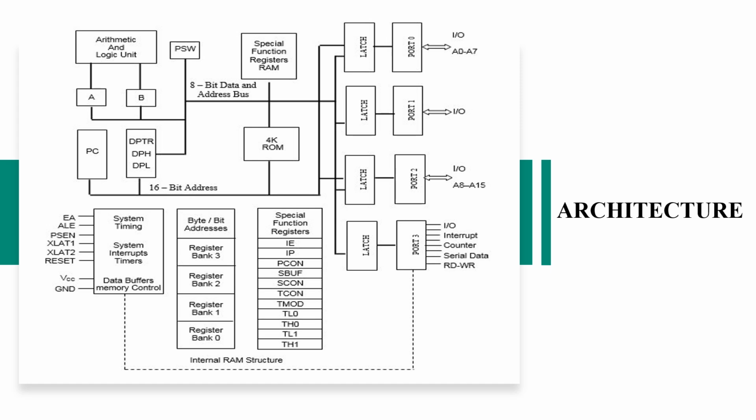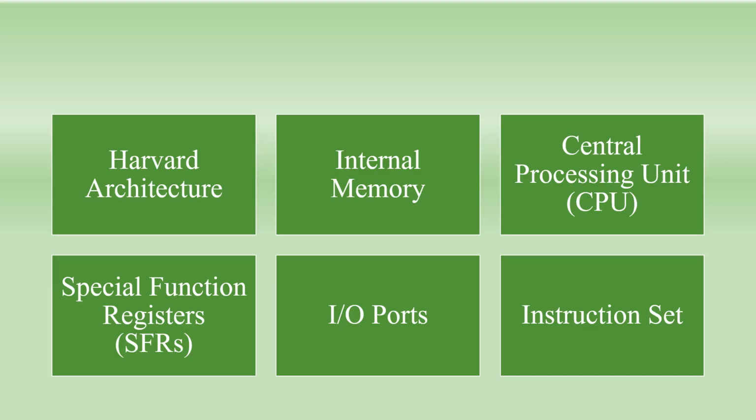And here you can see DPTR, DPH, DPL. This is the data pointer. The program counter points to the instruction that has to be executed. And you have the arithmetic logical unit. You have timers and interrupts, and the pins EA, ALE, PSEN, which you will learn about in detail in the pin configuration of 8051. So this is the basic architecture of 8051.